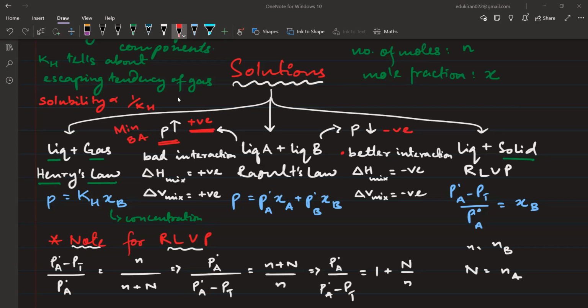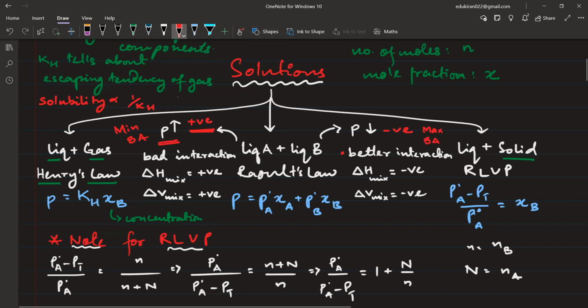When we have negative deviation, the pressure is already very low, so it will be difficult to reach 1 atm. And if it is difficult to reach 1 atm, we will say that the boiling point will increase, and those azeotropes have higher boiling point and are also known as maximum boiling azeotropes.